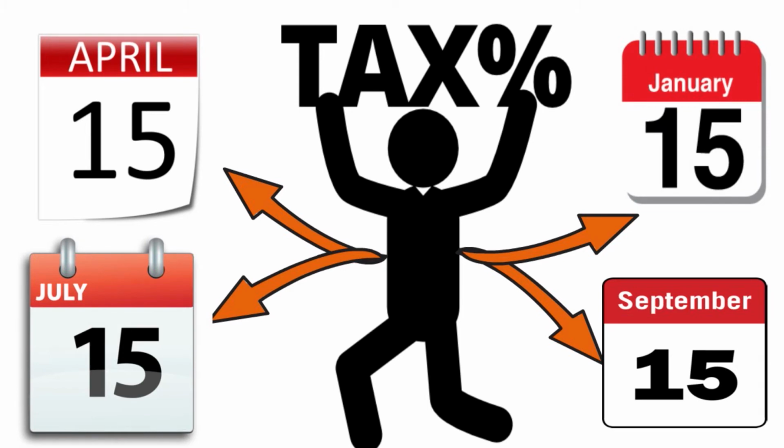So April 15th, July 15th, September 15th, and January 15th of the following year. So you've got to send a check to the IRS every 3 months. The estimated tax form for business owners combines business and personal income and taxes, including self-employment taxes.